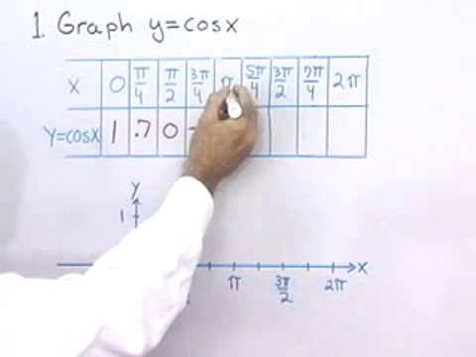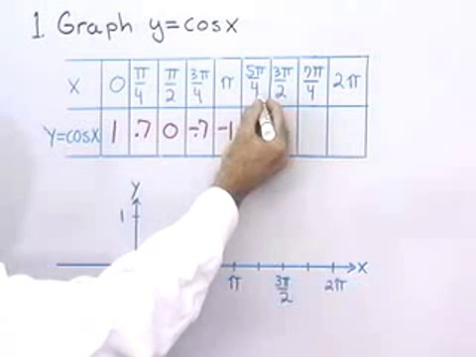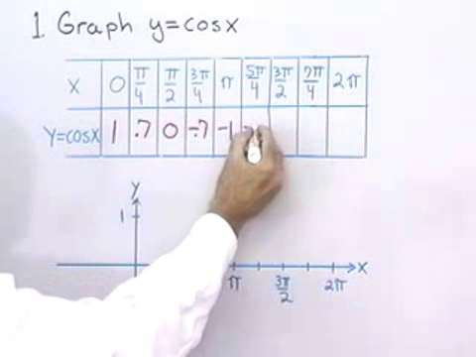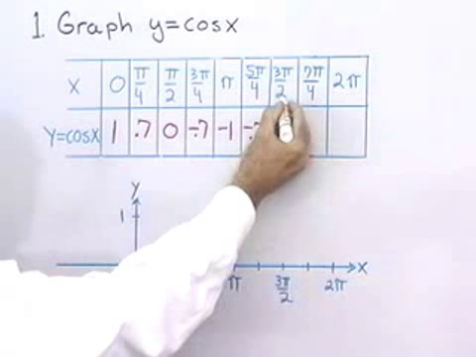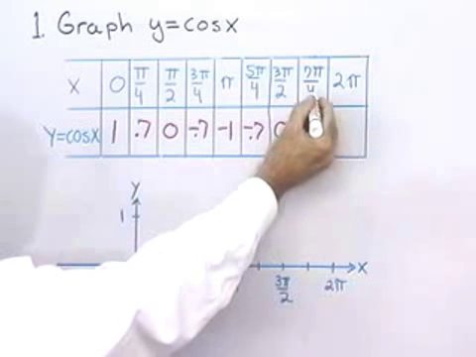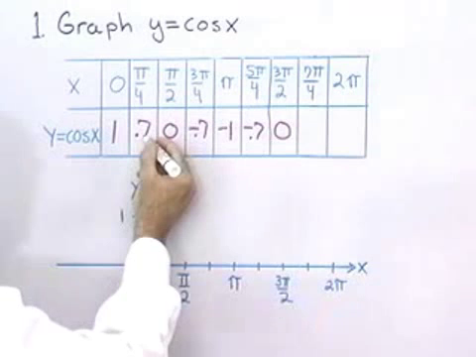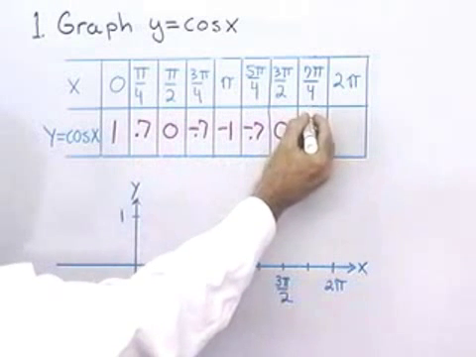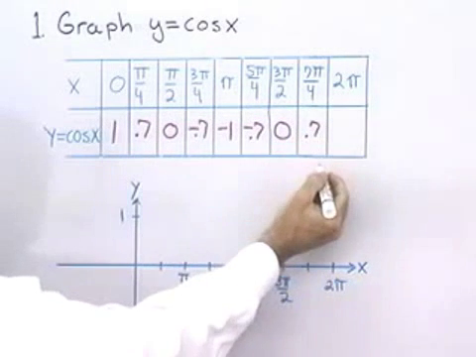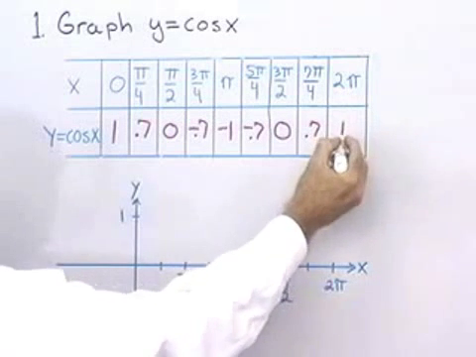At pi, cosine of pi is going to be negative 1. Cosine of 5 pi over 4 is going to be negative 0.7. Cosine of 3 pi over 2 will be back to 0. Cosine of 7 pi over 4, 7 pi over 4 is in quadrant 4. Its reference angle is pi over 4, so the cosine is going to be 0.7, and in quadrant 4, cosine is positive, so it's positive 0.7. And then, of course, cosine of 2 pi is going to be back to 1.